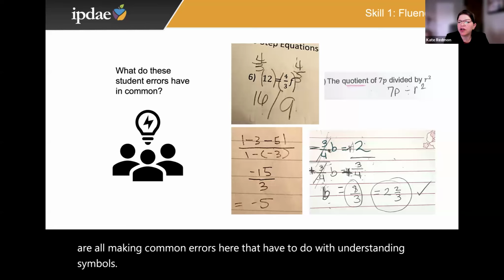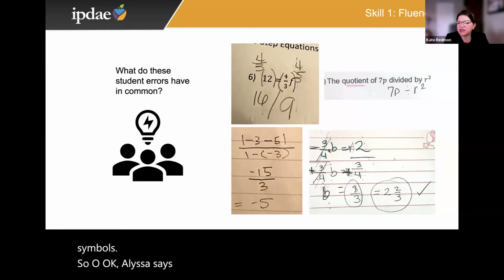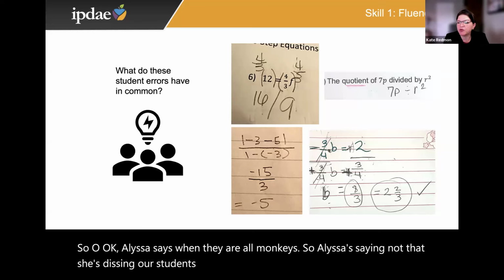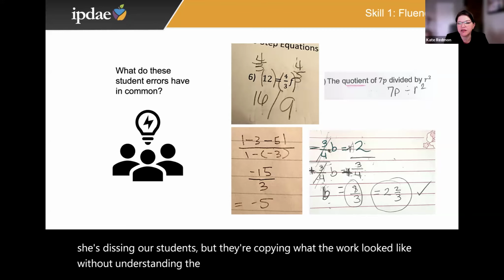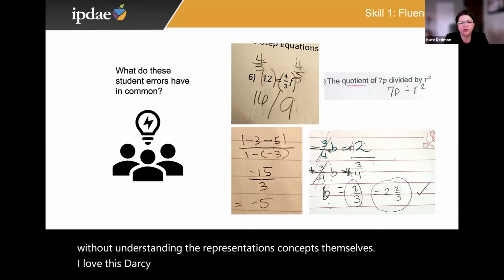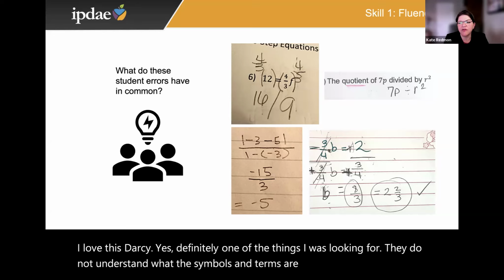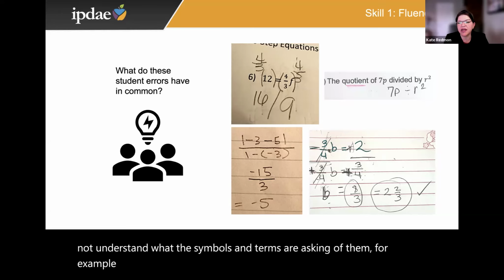Alyssa says they are all monkeys. So Alyssa's saying, not that she's dissing our students, but they're copying what the work looked like without understanding the representations, the concepts themselves. I love this, Darcy. Yes, definitely one of the things I was looking for. They do not understand what the symbols and terms are asking of them. For example, the negative versus the minus.